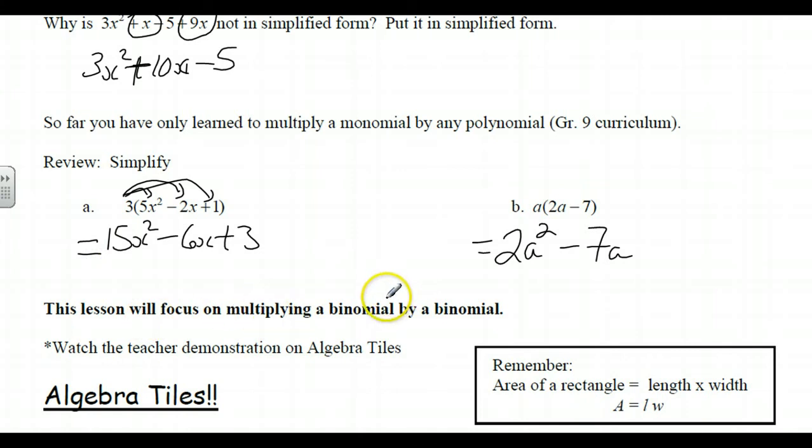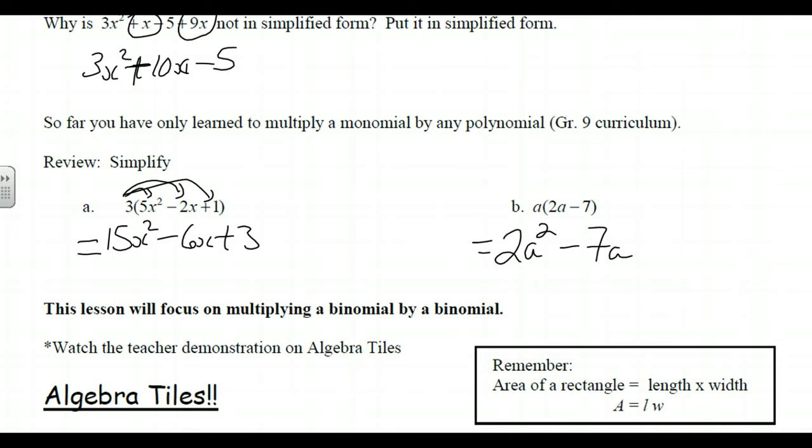This lesson we're going to focus on multiplying a binomial by a binomial, and that's something you need to get really good at. You're going to be doing a ton of these, not just for practice during in 10C, but as a tool in solving things throughout the rest of your math career, both in high school and post-secondary.